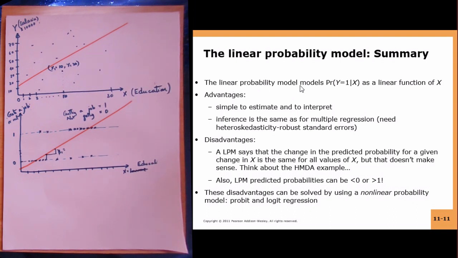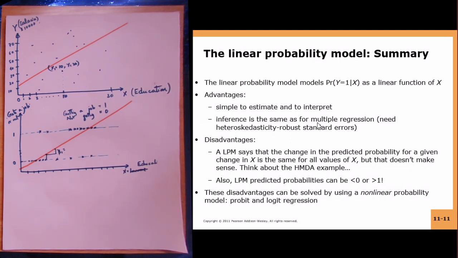So, the linear probability model models the probability of y equals 1 given x as a linear function of x. What are the advantages of the linear probability model? One is that it is simple to estimate and to interpret. One unit increase in x leads to beta 1 unit increase in the probability of y taking a value of 1.